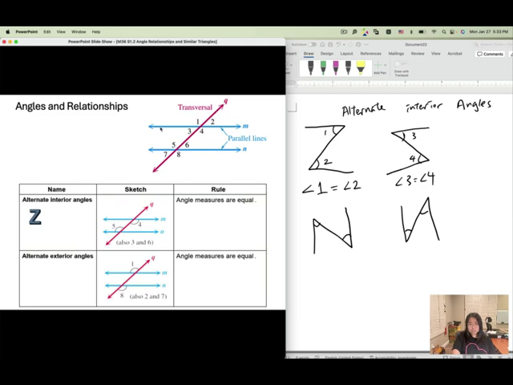Another one, I could draw the Z here. Okay, do you see that? Here. So angle 3 will be equal to angle 6. Angle 3 will be equal to angle 6. Anything else?